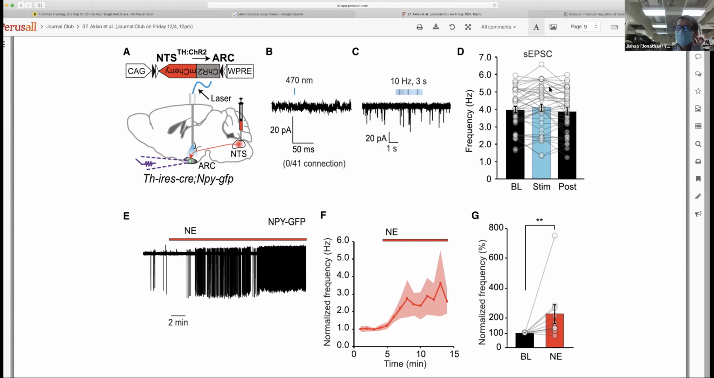Oh, so then what they're doing is in slices, they're stimulating by light the NTS or the fibers originating from NTS, and then doing patch clamping in the HRP neurons. And this A to D seems to show that even when you stimulate the fibers, you're not directly activating the HRP neurons. So there's no direct connectivity between the neurons that come from the NTS to the HRP neurons.